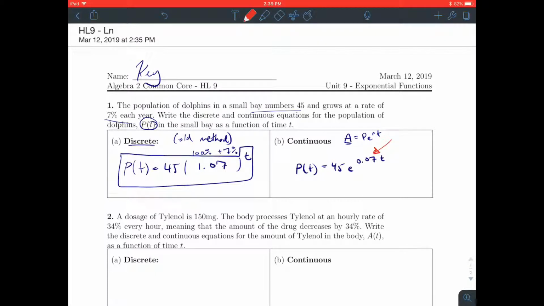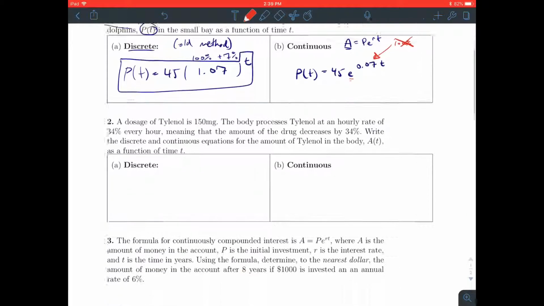So the most important part about this problem, that's probably a little bit tricky to remember, is that for the continuous exponential growth problems, we don't have to take into account the 100%. We saw in the derivation that 100% was actually kind of wrapped up in the e part of this equation more than the exponent. So that's our final answer for problem B.